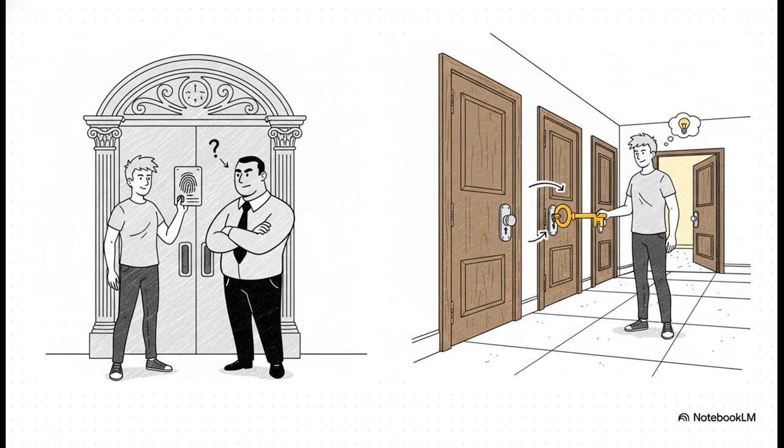First, the system asks, who are you? That's authentication, proving your identity. Then it asks, okay, now that I know who you are, what are you even allowed to do? And that's authorization, checking your permissions.